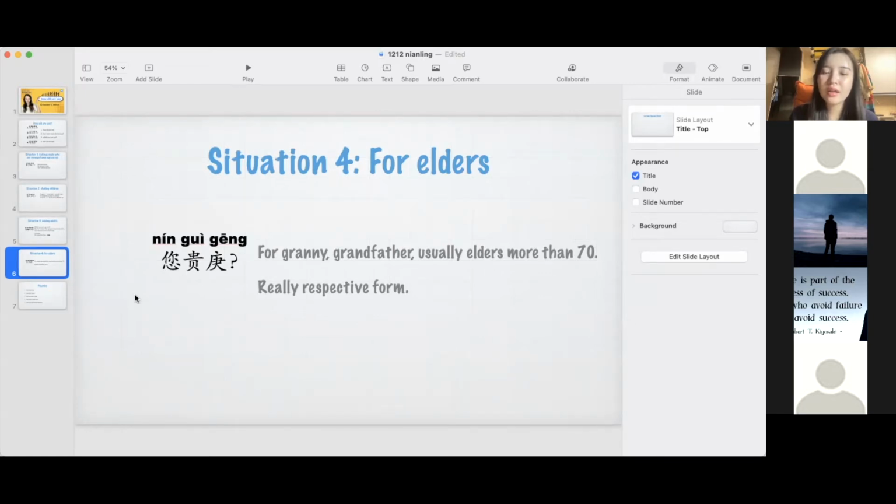您贵庚, 您贵庚. It's kind of a traditional way. It's an old Chinese expression, but we still use that for those elders. I don't know if it's because they are from past generations and they are pretty familiar with this kind of expression, but yeah, we just say 您贵庚.